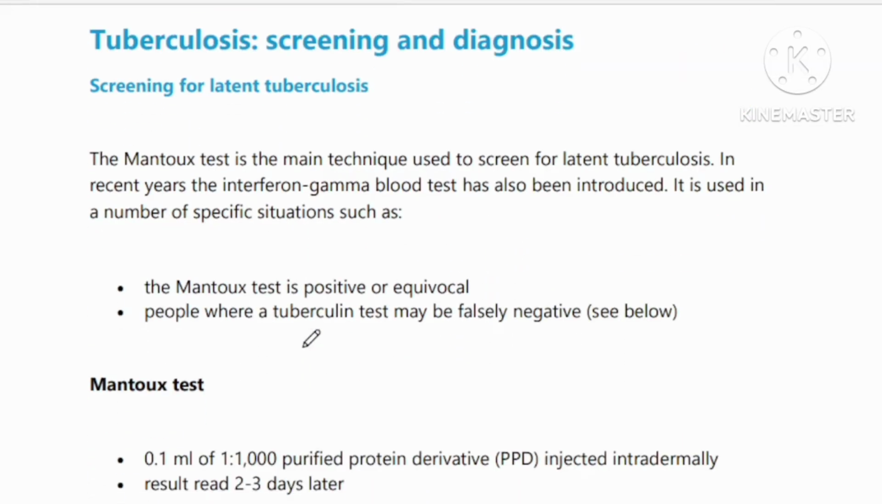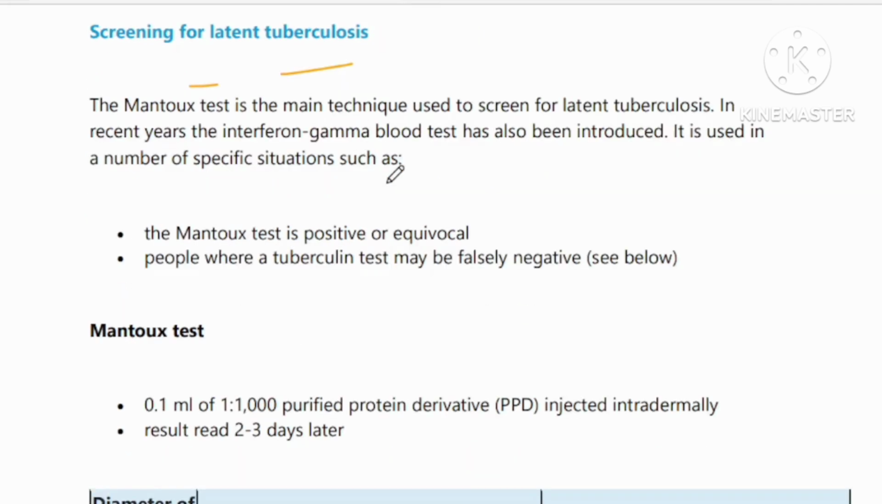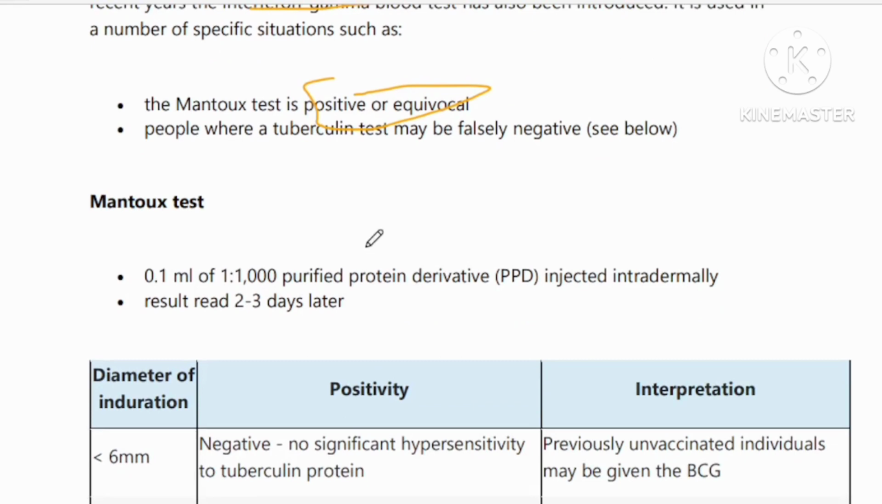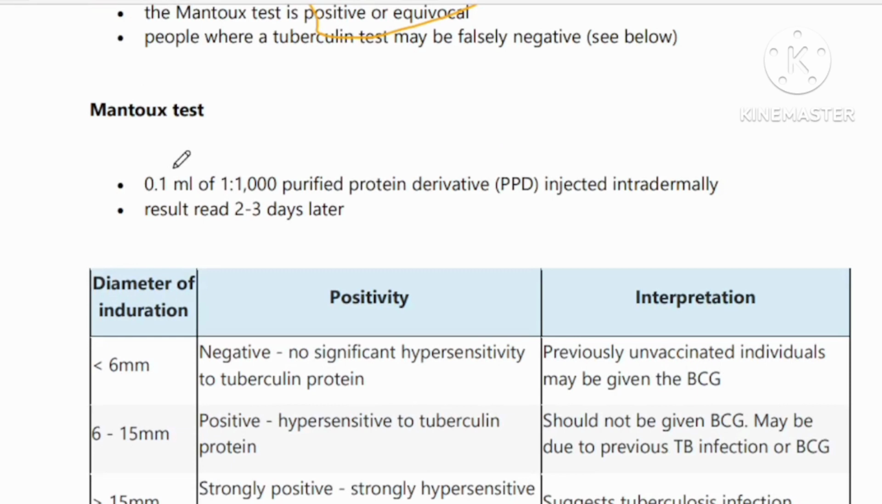So, tuberculosis screening and diagnosis. As I already told you, the Mantoux test is used for screening purposes, mostly for latent tuberculosis. The Mantoux test is a technique used to screen for latent tuberculosis. In recent years, the interferon gamma test has also been introduced. It is used in specific situations, like when the Mantoux test is positive or equivocal. As I already told you, if the Mantoux test is positive or equivocal, for confirmation you have to go for the interferon gamma blood test, because in some people the tuberculin test may be falsely negative.